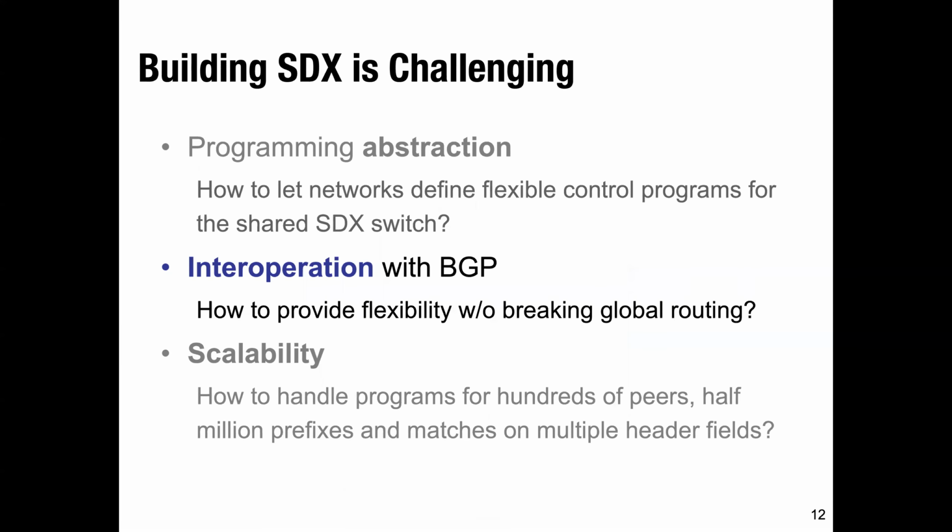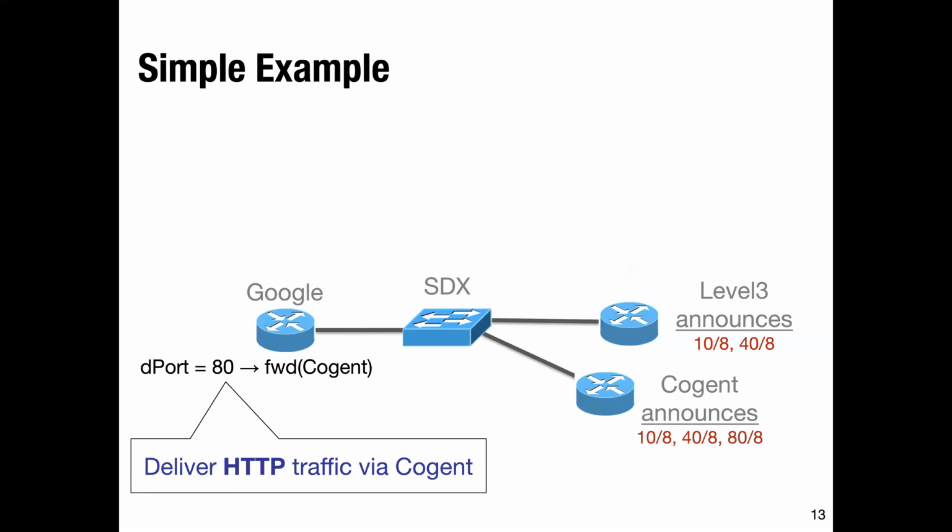So now the second challenge that we were talking about was interoperation with BGP. Let's try to understand how global routing can be broken if we are not careful here. So this is a very simple example. Google has a program which says that if it is destination port 80, forward that to Cogent, right? So port 80 is HTTP traffic, right? So it is saying that if it is an HTTP traffic, it should be going through the Cogent.